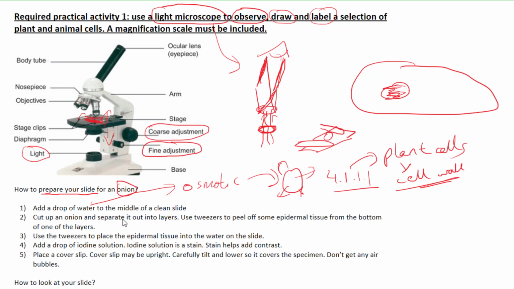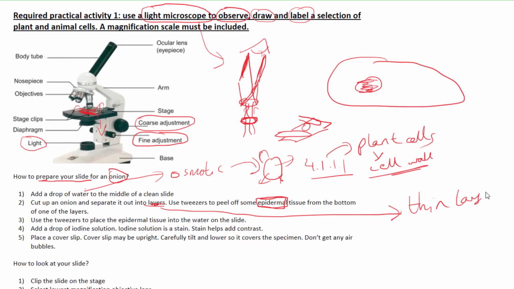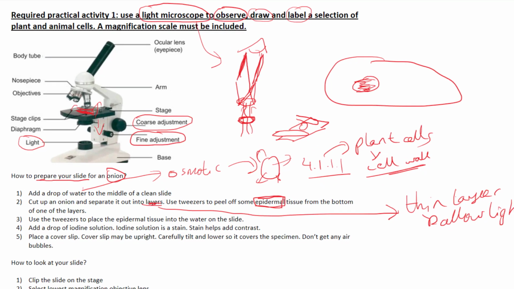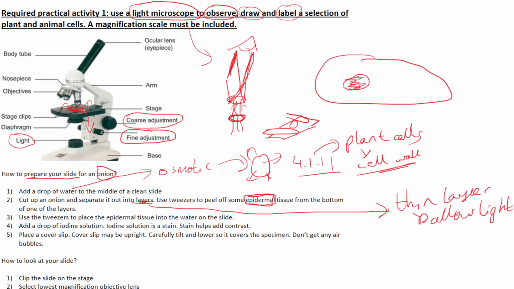Then we cut up the onion and separate it into layers, and we peel off some of the epidermal tissue, which just means from the surface. So basically the surface tissue from the bottom of one of the layers. Why do we use epidermal tissue, and why do we take it in layers? The layers are used because we want a very thin layer to allow light through. That is important. They could ask this kind of question in the exam.